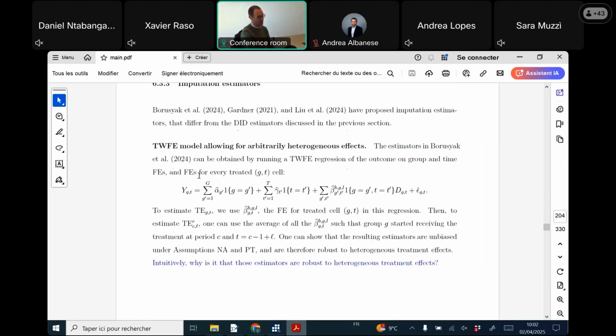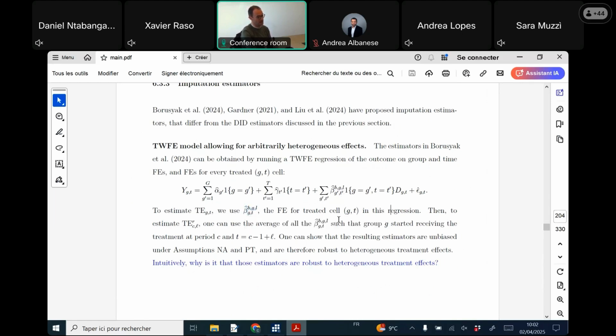So a first way is to run a two-way fixed effects regression of Y_gt on group fixed effects and time fixed effects. But then instead of having just one coefficient in front of the treatment variable, we actually put dummies for each of the treated gt cells, and each dummy is going to have its own gt-specific coefficient in front of it. And so to estimate the treatment effect in cell gt, we're going to use the coefficient in front of the fixed effect for the treated cell gt.